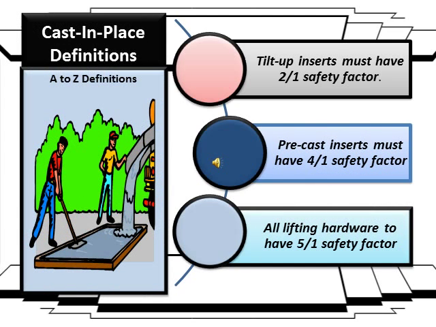What is the safety factor? Well, the safety factor for tilt-up inserts is a 2-to-1 safety factor. Precast inserts have a 4-to-1 safety factor, and all lifting hardware must have a 5-to-1 safety factor.